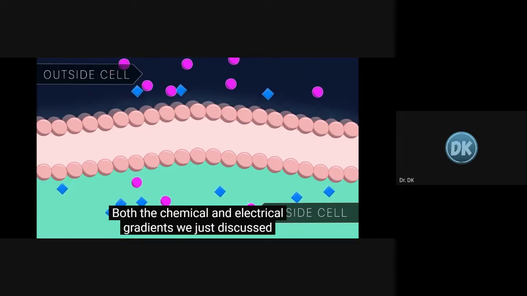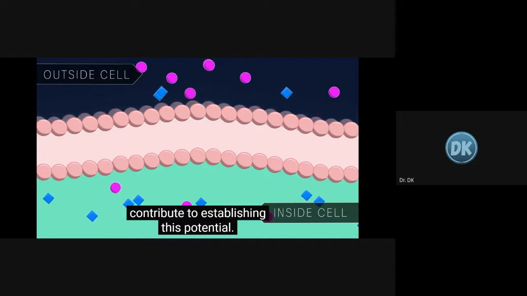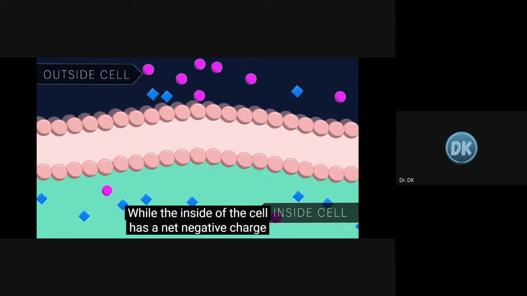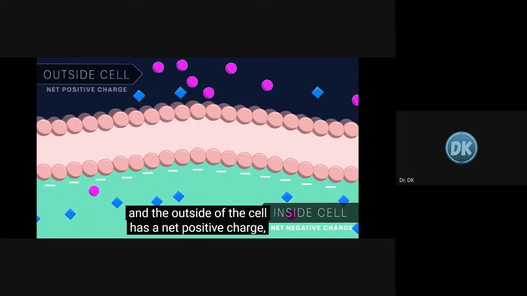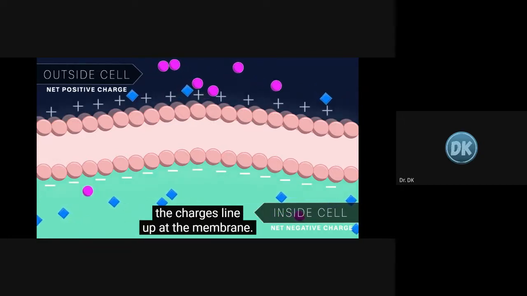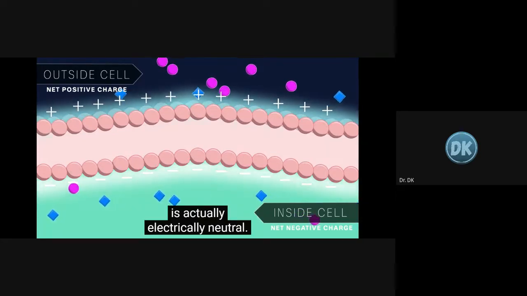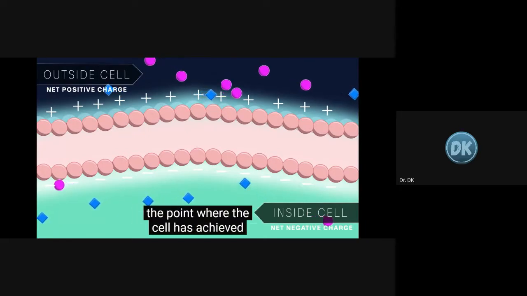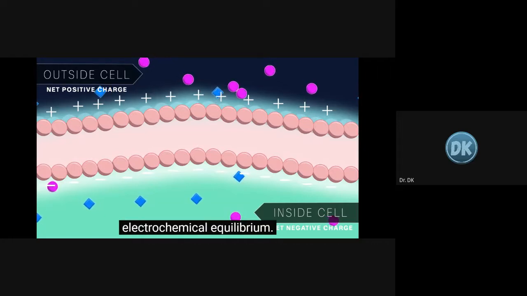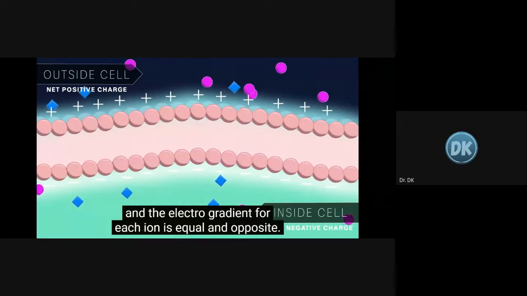Both the chemical and electrical gradients we just discussed contribute to establishing this potential. While the inside of the cell has a net negative charge and the outside of the cell has a net positive charge, the charges line up at the membrane and the bulk solution on either side is actually electrically neutral. The resting membrane potential is the point where the cell has achieved electrochemical equilibrium. This means that the concentration gradient and the electrical gradient for each ion are equal and opposite.